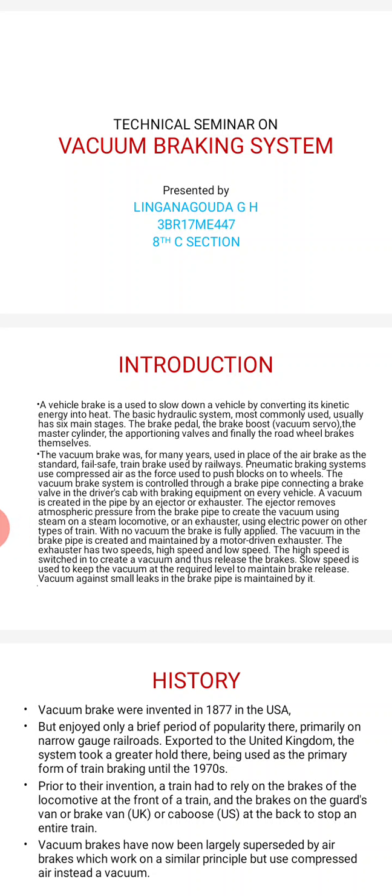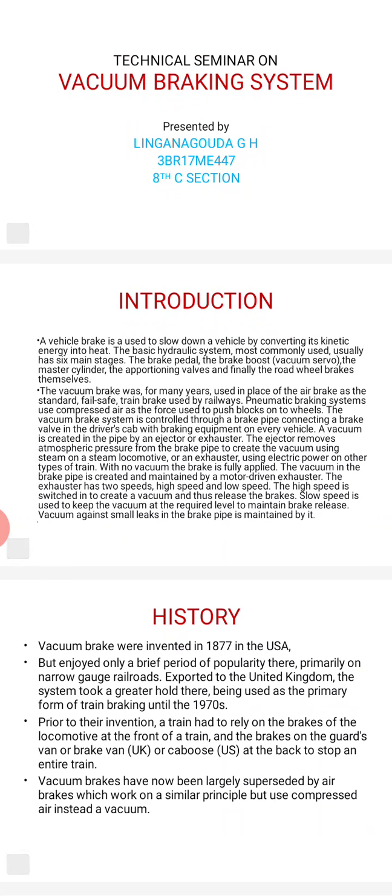Introduction. The vehicle brake is used to slow down a vehicle by converting its kinetic energy into heat. A basic hydraulic system, the most commonly used, usually has six main stages: the brake pedal, the brake booster, the master cylinder, the operating valves, and finally the road wheel brakes themselves.